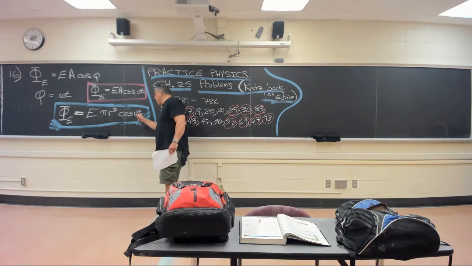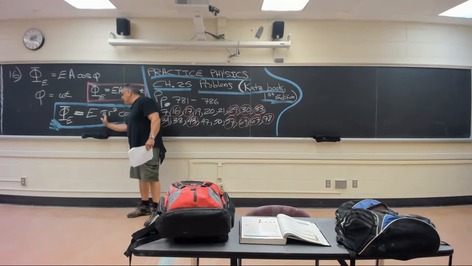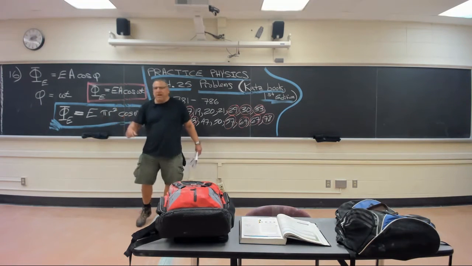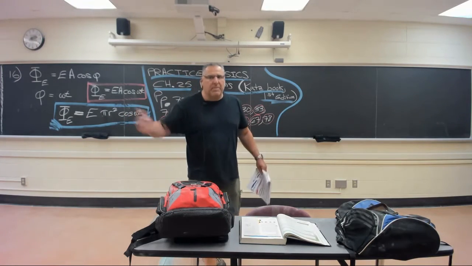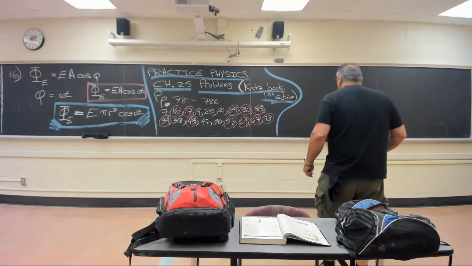You got a 0 right here. What is 0 times omega, whatever the omega happens to be? 0 times omega is 0. Cosine of 0 is 1. Bam, E pi r squared is the maximum value. With it set at t equals 0, you get a maximum value. Over here, they're saying you get a minimum value. What does that mean?